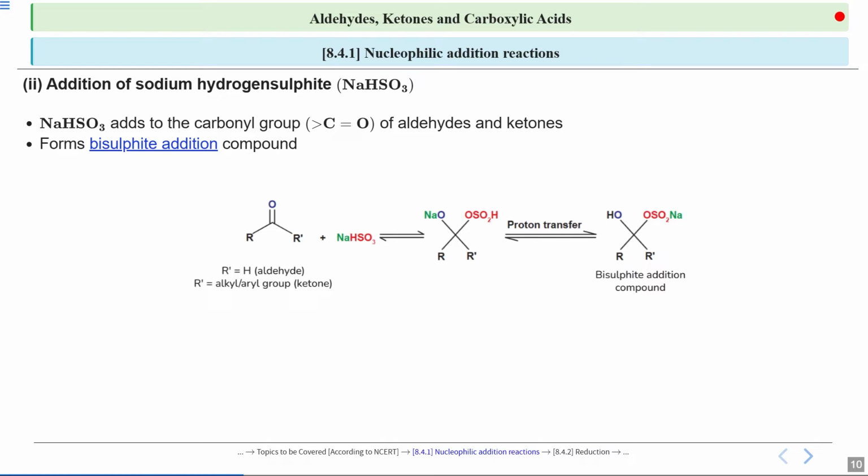When this HSO3 minus attacks the carbonyl carbon, the double bond electrons move towards the oxygen and oxygen gets a negative charge. An intermediate is formed, that is a negatively charged oxygen, and the SO3H group gets attached to the carbon. Then this negatively charged oxygen picks up a proton from SO3H, and at the same time the sodium balances the negative charge on SO3 minus.